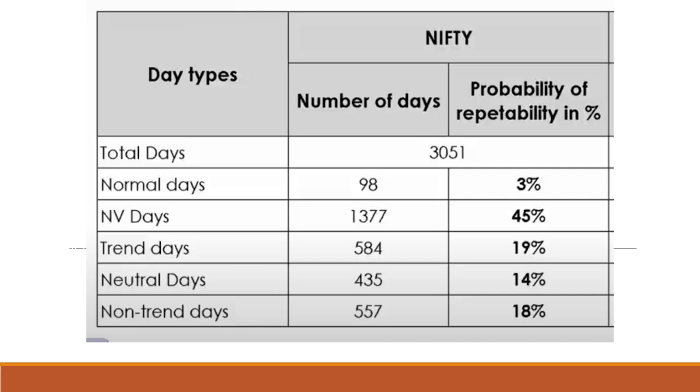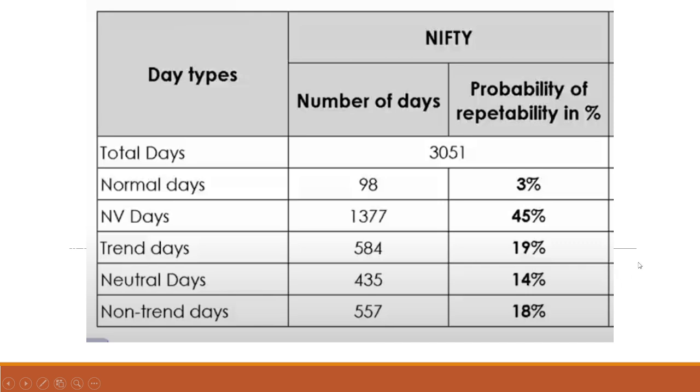These are some of the probabilities which he has backtested, and this was the result he got. Normal day occurrence is around 3%. Normal variation day is the maximum occurrence, that means 45%. Trend day will be around 19%, neutral days around 14% and non-trend days around 18%. So considering this 45%, I thought it would be a normal variation day.